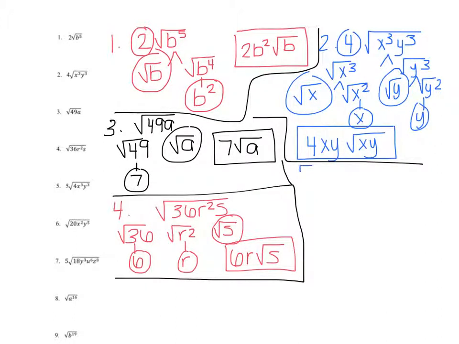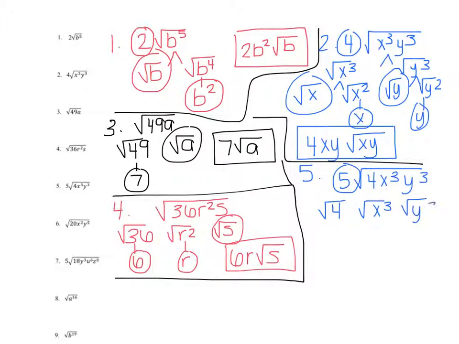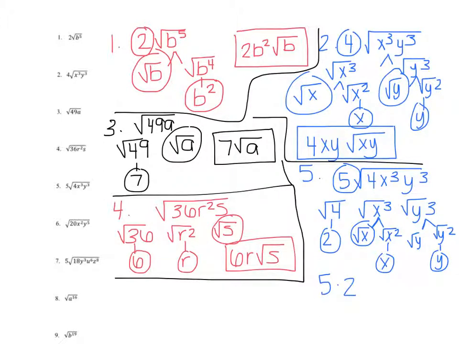Next, number 5. For number 5, we have a 5 on the outside, and then radical 4, x to the 3rd, y to the 3rd. So we're going to save that 5 for later. Break it into our radicals. The square root of 4 is 2. X to the 3rd breaks down into x and x squared underneath the radicals. The square root of x squared is x. Y to the 3rd breaks down into radical y and radical y squared. Square root of y squared is y. Again, we want to take anything that doesn't have a radical. So we have 5 times 2 and xy. And then with the radical, we have radical x and radical y. We're going to multiply these together. 5 times 2 is 10, xy, radical xy.